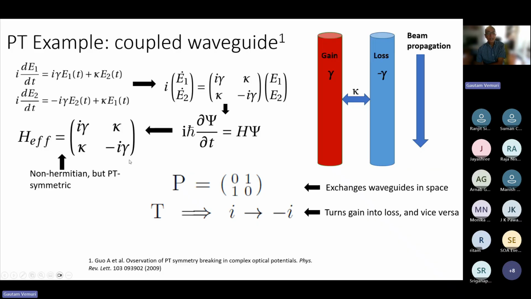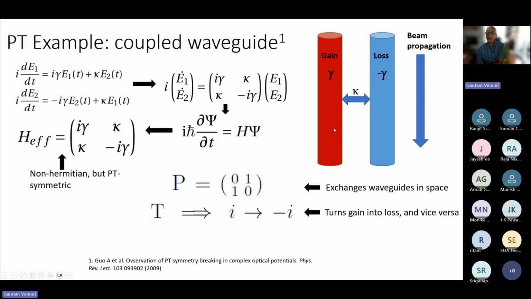What the parity operator does mathematically is it interchanges the diagonal elements of this matrix. Physically, it interchanges the position of these two waveguides. So now the left one would be the lossy one, and the right one would be the amplifying one. The time reversal operator in quantum mechanics is antilinear. It changes the sign of the complex i. And so if you apply the parity operator and interchange these two, and then you change the sign of the complex i, you get back the original Hamiltonian. So we say it is PT symmetric.